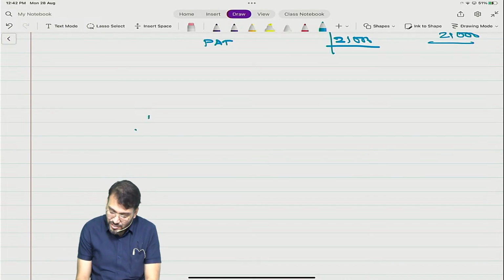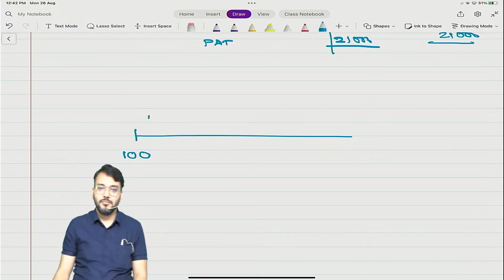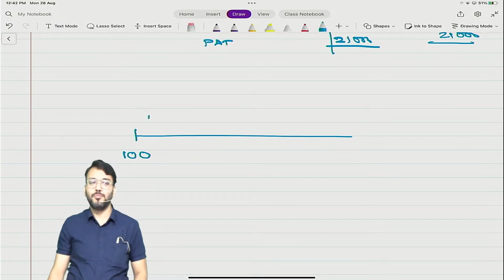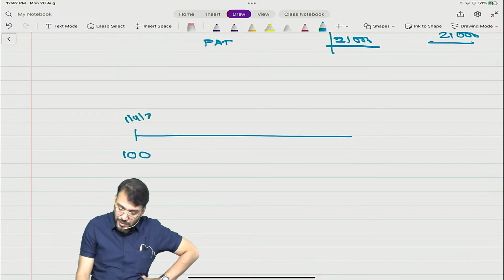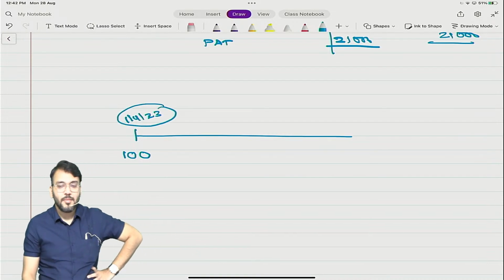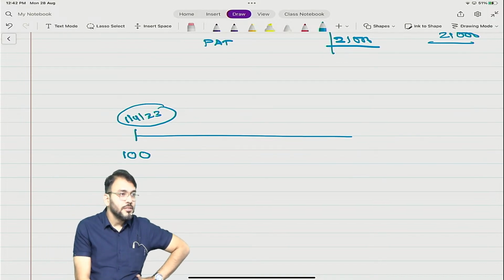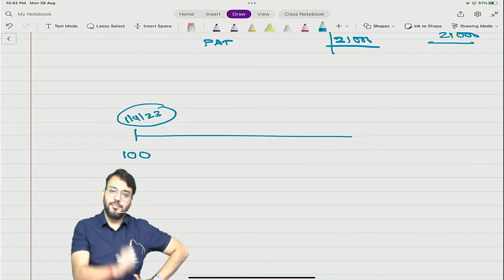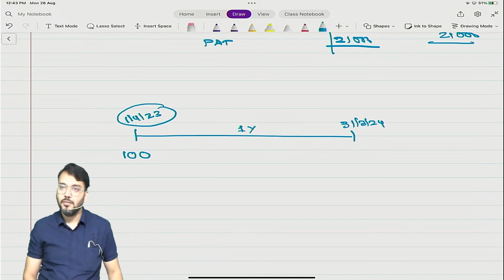Okay. Now suppose I have given you 100 rupees today. So reverse, you have given me 100 rupees today. Today means today. Let us assume today is 1/4/2023. You have given me 100 rupees today. Correct? And as per agreement, it will be repaid by me after 1 year, means on 31st March 2024. Understood?